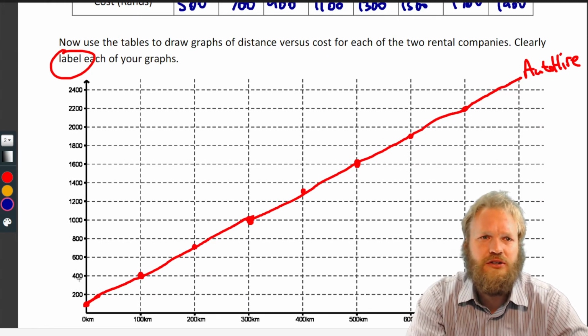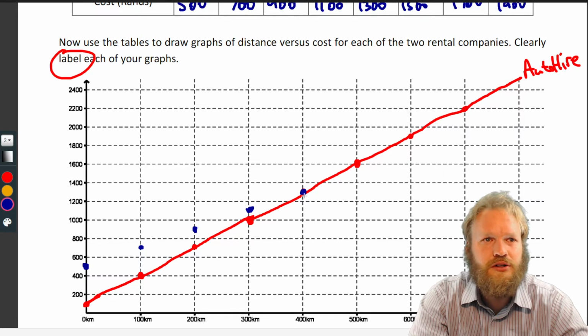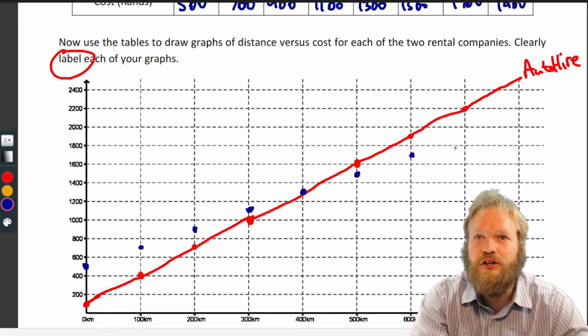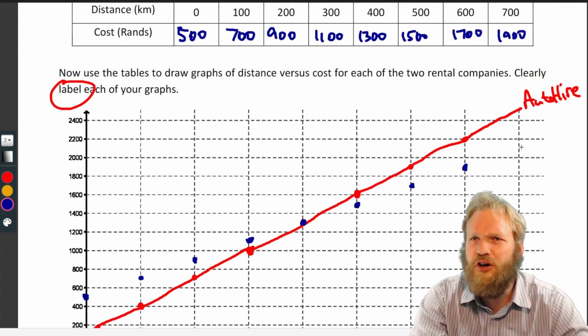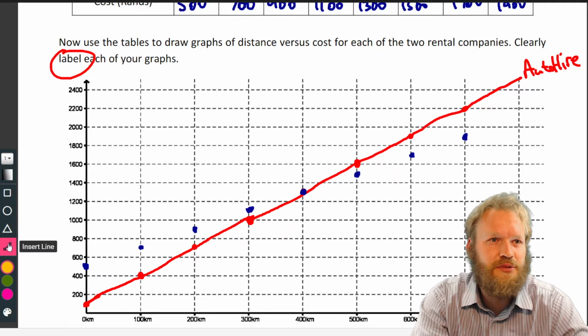And for Speedy, this was 500, so it was way more expensive, but then it only went up by 200 each time. So 200, 200, 200. Oh, wait, is that right? That one looks the same. Oh, that's quite interesting, isn't it? 200, 200, 200. And so 800 we didn't know, but I'm going to guess that it would be there, wouldn't it?